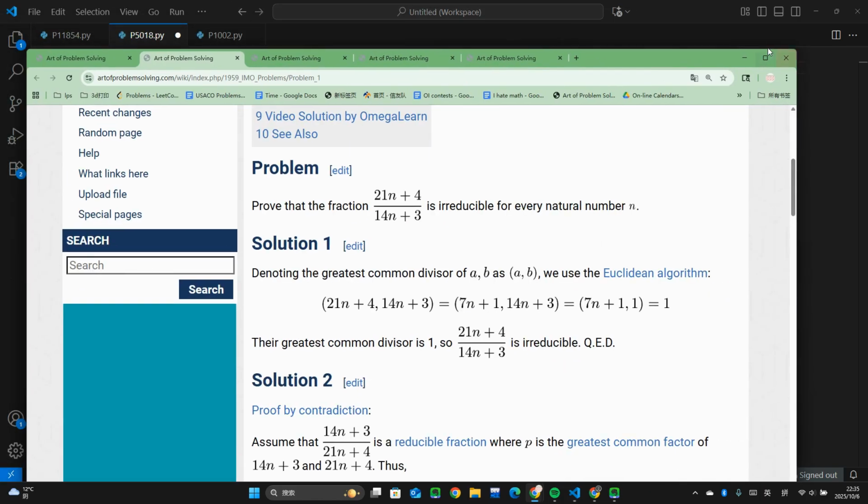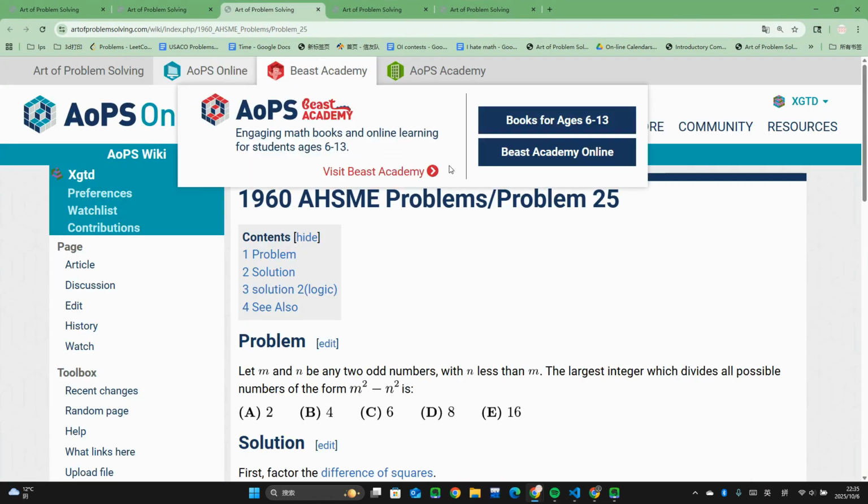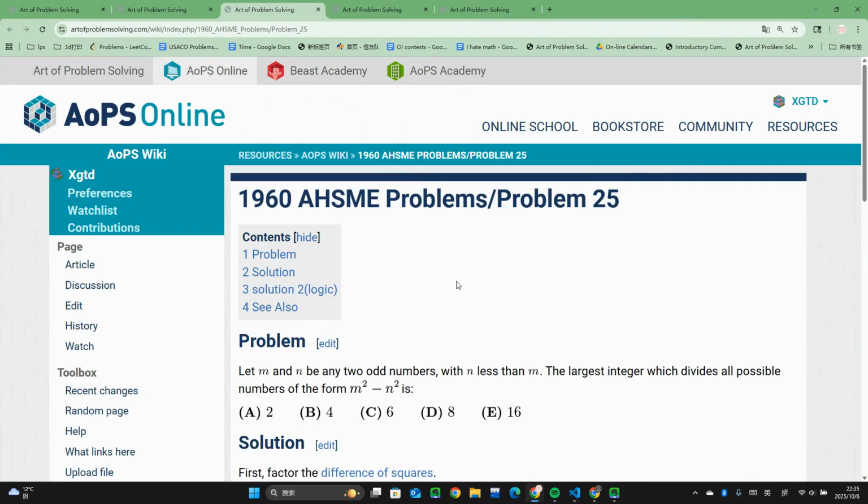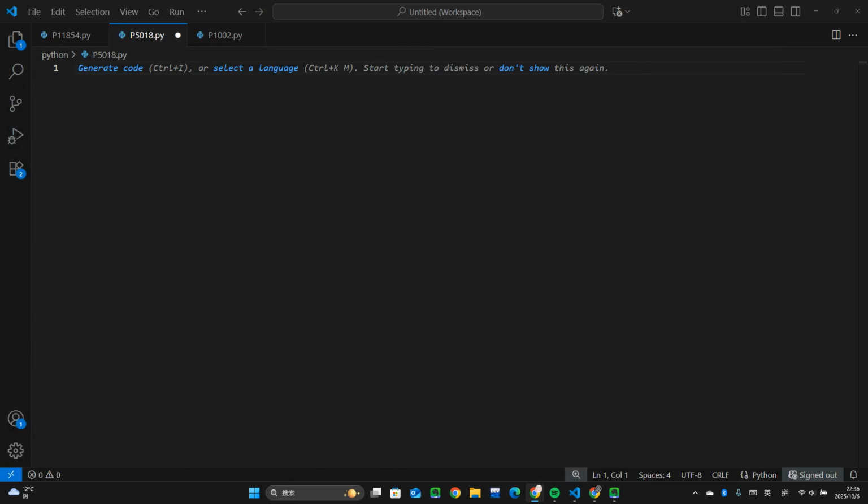Now let's look at the second problem in intermediate number theory. That'll be the AHSME 1960 problem 25. For any two odd numbers with n less than m, what is the largest integer which will divide all the possible values of m squared minus n squared? Well, notice that we're trying to find m squared minus n squared.